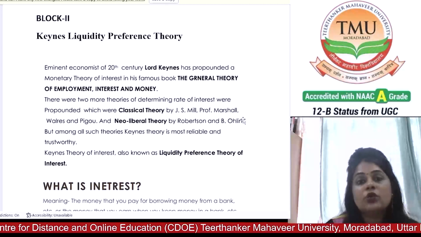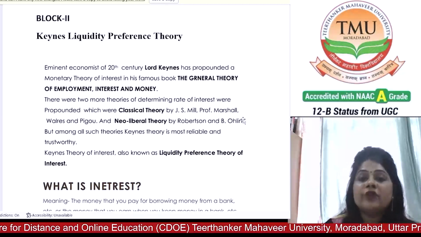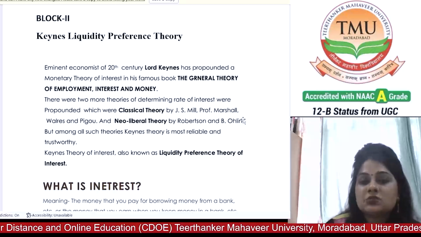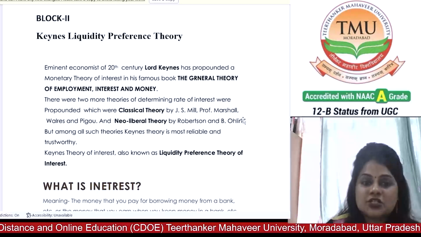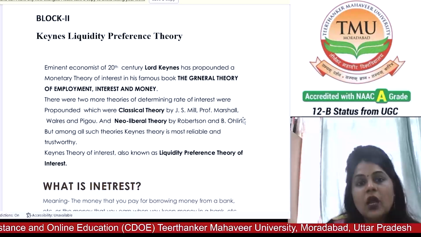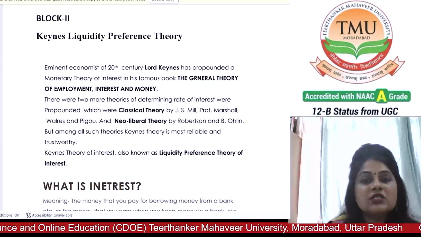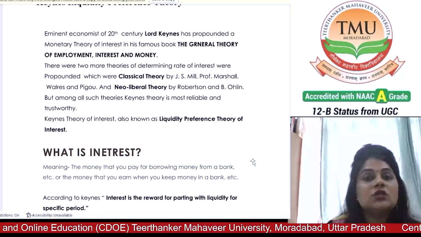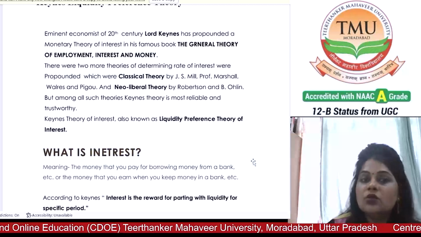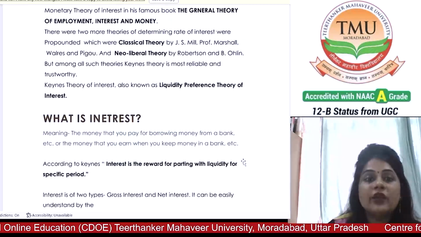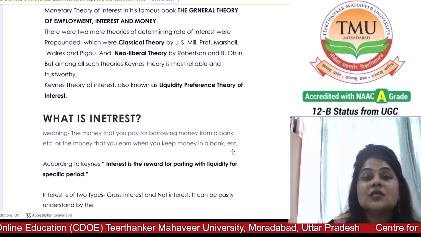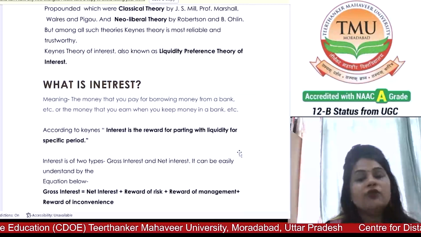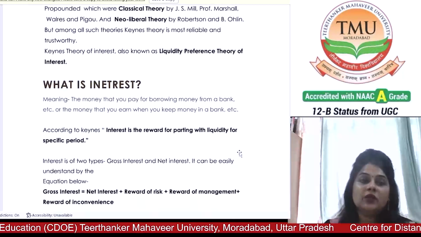In this book, two other theories to determine the rate of interest were discussed: the classical theory by J.S. Mill, Professor Marshall, Walras and Pigou, and the neo-liberal theory by Robertson and Ohlin. But among all such theories, Keynes' theory is the most reliable and trustworthy. Keynes' theory of interest is also known as the liquidity preference theory of interest, and in this video we discuss this theory.